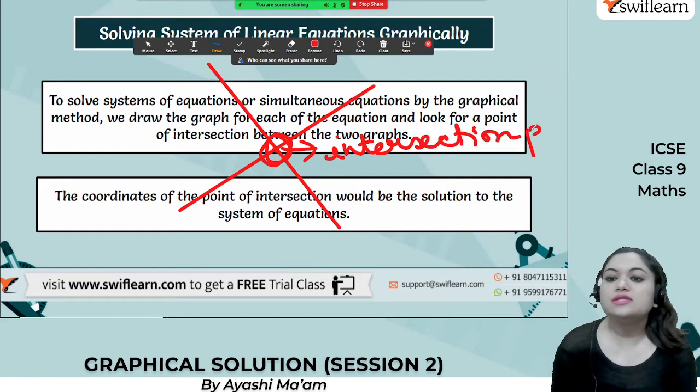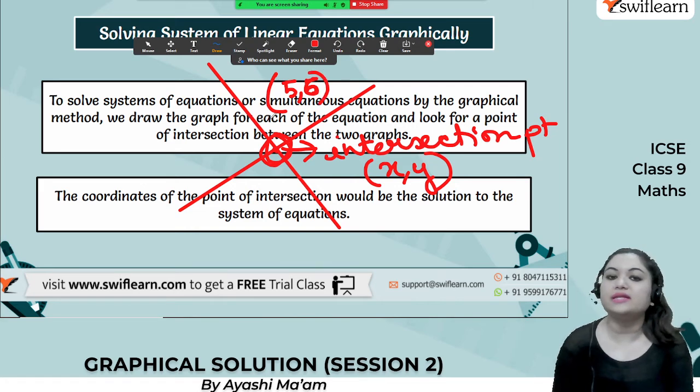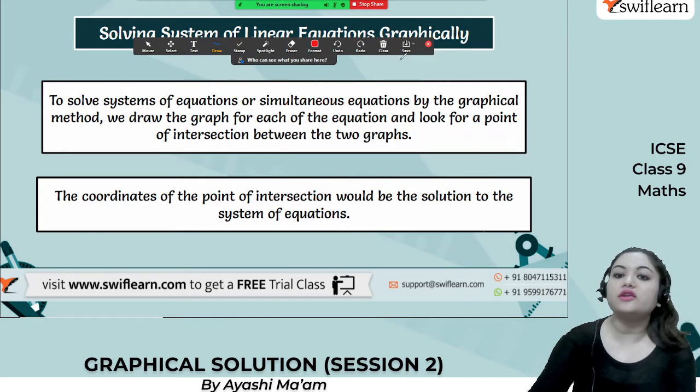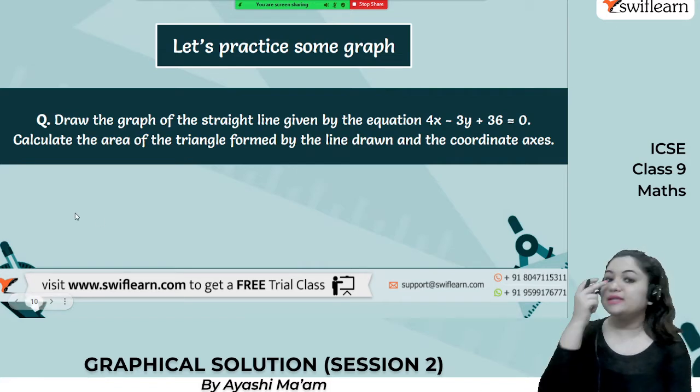This intersection point will be your solution. So here we will get an x coordinate and a y coordinate, right? So for example, just say we are getting 5 comma 5, okay, or 5 comma 6, maybe something like this. That means x equals 5 and y equals 6, and that is the solution for the system of linear equations. Understood? All right, let's practice some graph.